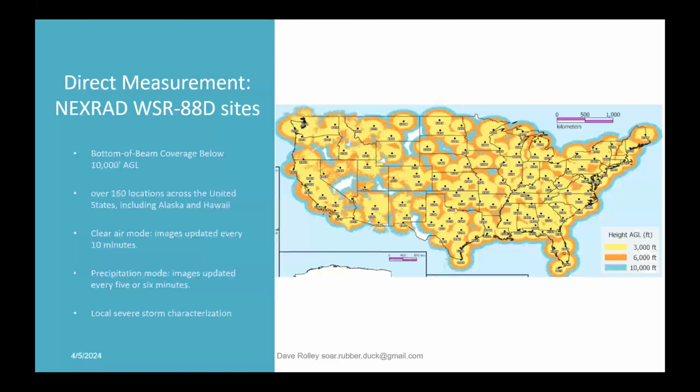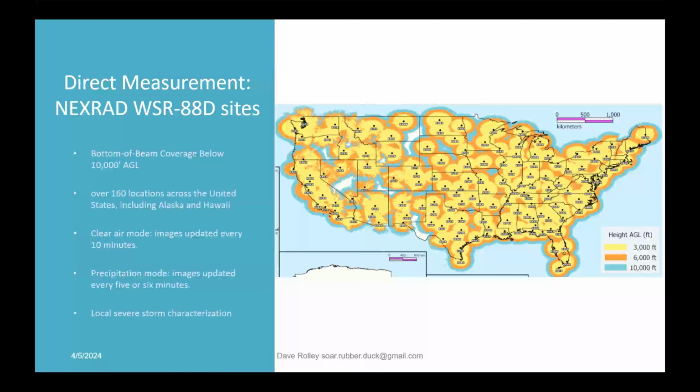So direct measurement, this is where we're actively and directly measuring something. The first one is the NEXRAD radar sites. These are Doppler radars. This was a huge leap forward when these things came online. These little radar systems punch out to a couple of 100 miles. You can see the coverage there.